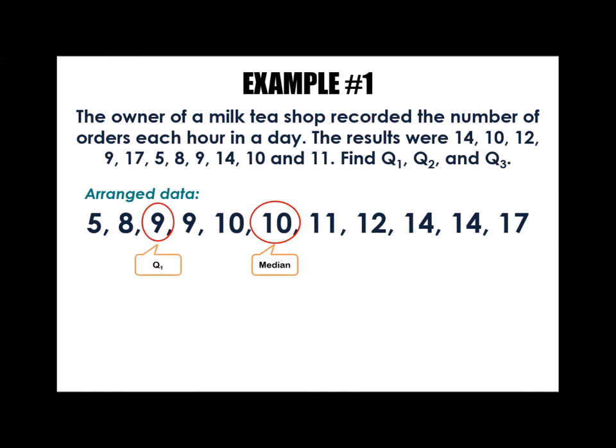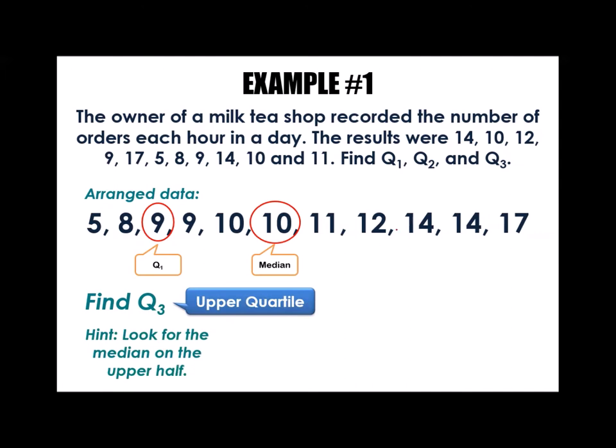So, having the same steps, Q sub 3 is the upper quartile. So, doon naman tayo titingin sa upper half. So, from 11 going to 17. That is our upper half. Ano ngayon yung pinaka nasa gitna, yung median? Tama po. Ang sagot po ay 14.